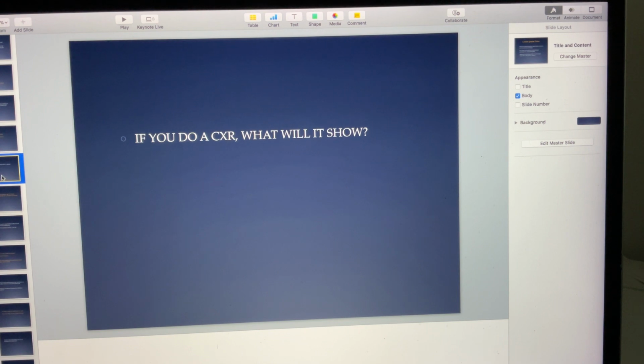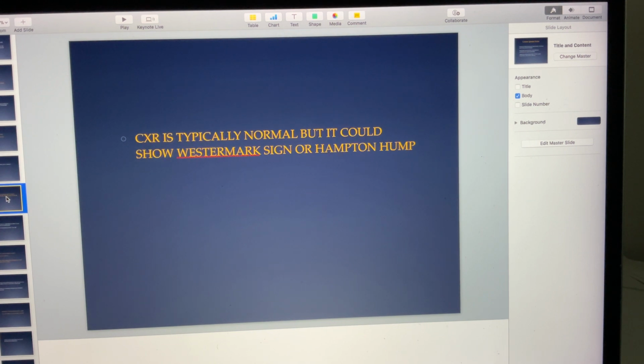All right, next question. If you do a chest x-ray in someone in whom you suspect pulmonary embolism, what will it show? Typically, the chest x-ray is normal, but you could see Westermark sign, or you could see Hampton hump.